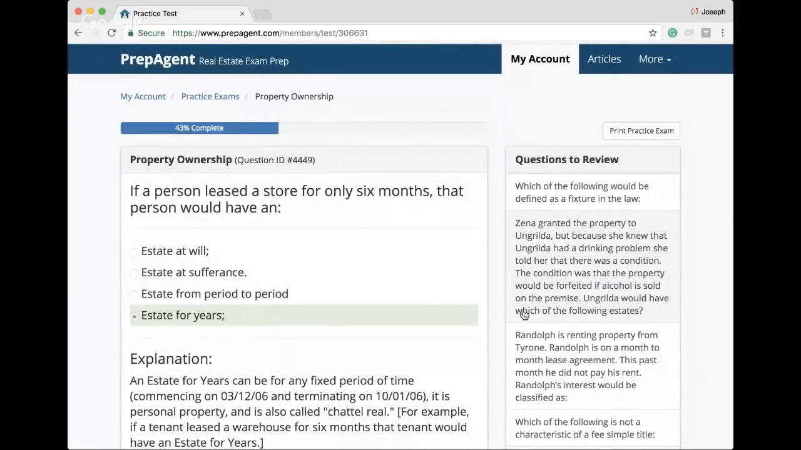Okay, remember, estate for years is for a specific period of time. If you see 2 dates, like April 1st to June 8th, that's an estate for years. Or if you see 6 months, 3 weeks, 4 months, whatever it is, it's a designated period of time, all right? That's an estate for years, okay? And remember, this is a type of less than freehold estate.